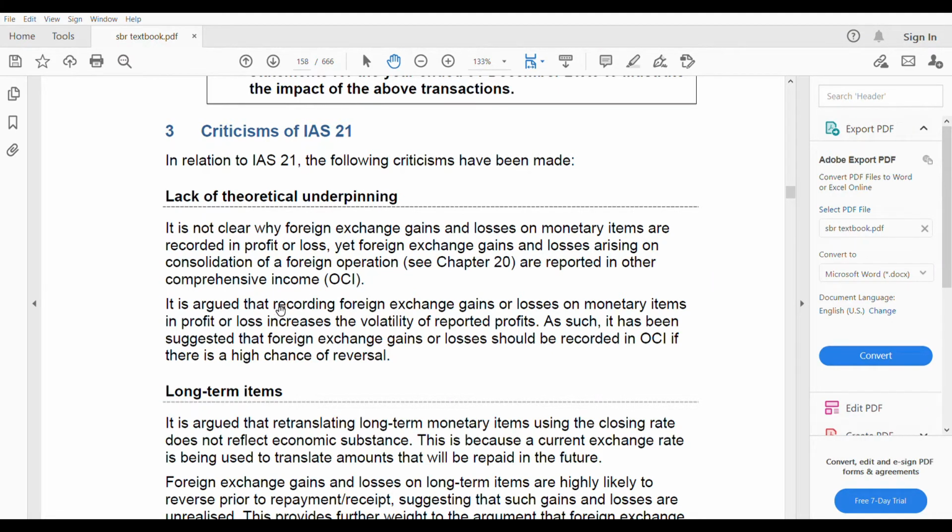So it is argued that recording foreign exchange gains or losses on monetary items in profit or loss increases the volatility of the reported profit. Because you are recognizing the monetary items' gain and loss in profit and loss, it increases the volatility of reported profits. So it has been suggested that the foreign exchange gain or loss should be recorded in OCI if there is a high chance of reversal. High chance of reversal means you can change it to the profit and loss account later. If there are high chances of doing it, record it in OCI.